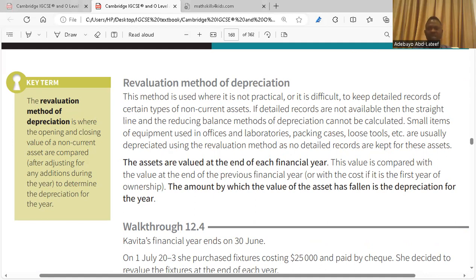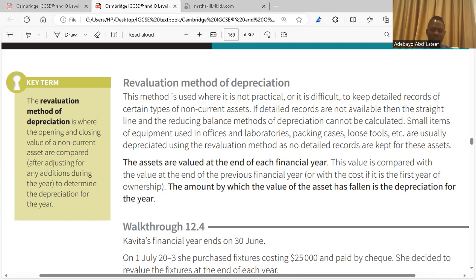Okay, let's see what they say. Small items of equipment used in offices and laboratories, packing cases, loose tools, etc. are usually depreciated using the evaluation method, as no detailed records are kept for these assets. The assets are valued at the end of the year.